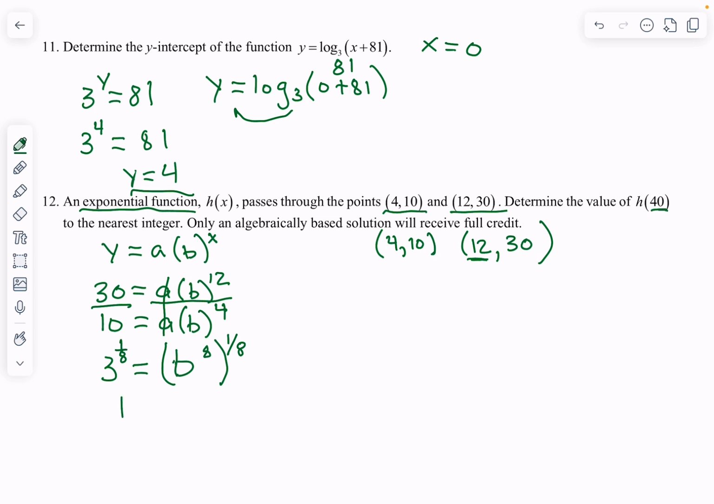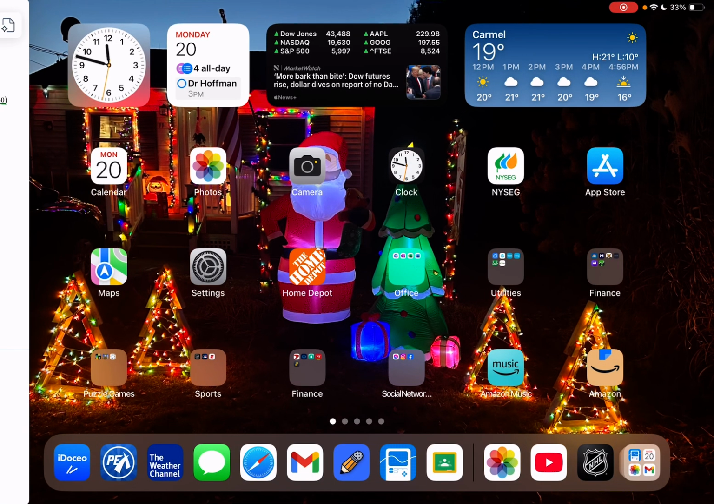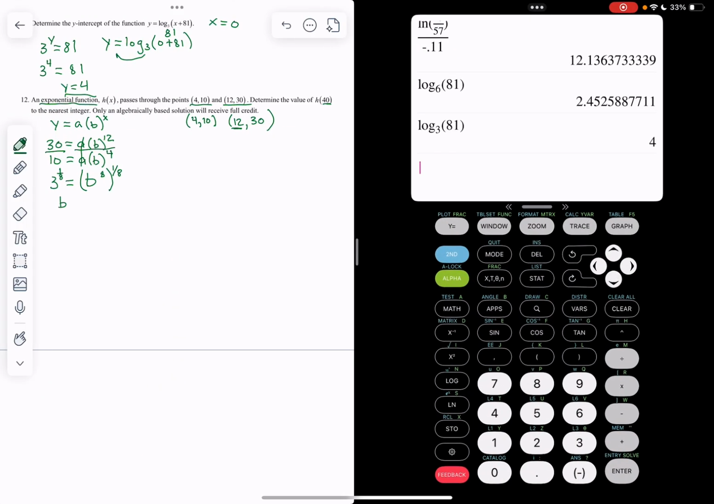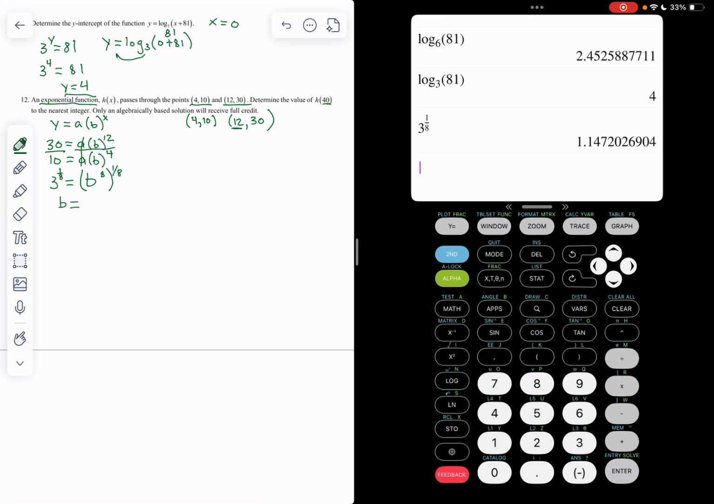Okay, so the first thing we're going to find is b, right? So we're going to go to our calculator, and we are going to raise 3 to, again, we need a fractional exponent, so we're going to go second function y, 1, and this is 1/8. So b is equal to 1.1472.